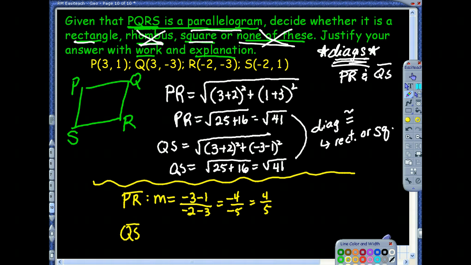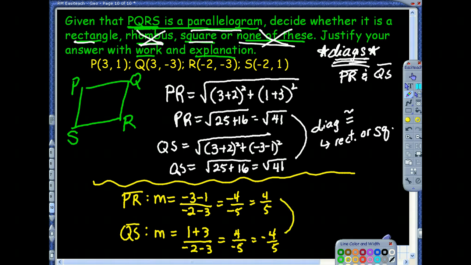And then let's take a look at QS. For QS, I want to take 1 plus 3 over negative 2 minus 3. That's going to give me 4 over negative 5. Now that's negative 4/5. That's not the same. These are obviously different.